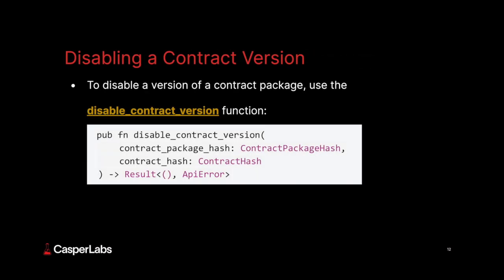If you have created a version contract package, but you want to disable certain contract versions, you can. This is different than lock contracts, which cannot be versioned from the start. You can disable the indicated contract version of the indicated package by using the disable contract version function. Disabled contract versions can no longer be executed.